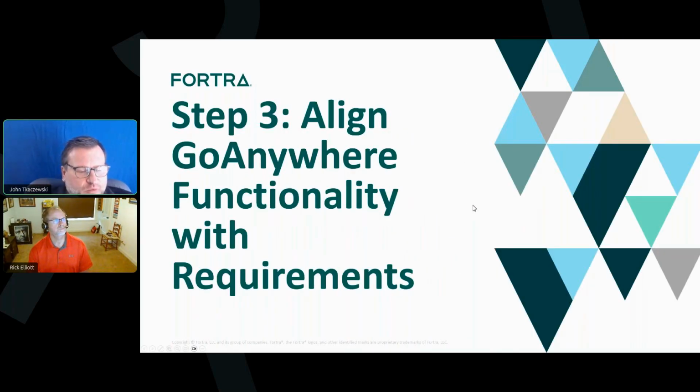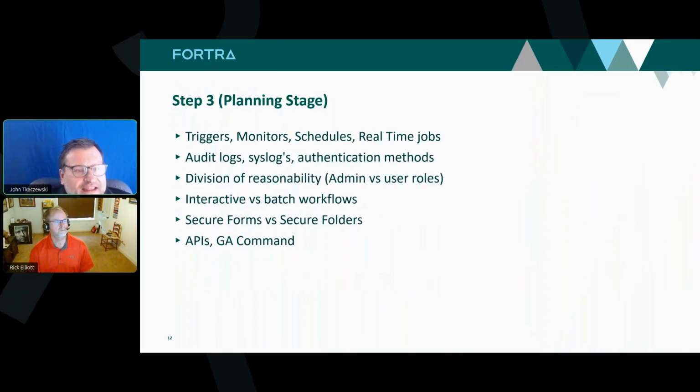So this is where we now know what you're doing, what your business is, what the business impact is, and now we're going to layer in GoAnywhere functionality. So GoAnywhere is a full solution. There's a lot of options, a lot of features in it. And this is where we're going to layer in and start talking about GoAnywhere functionality that we'll be using for some of your automation and for some of your workflows.